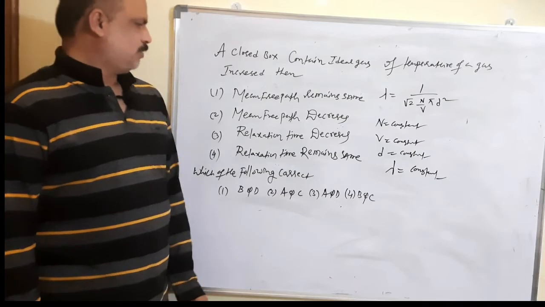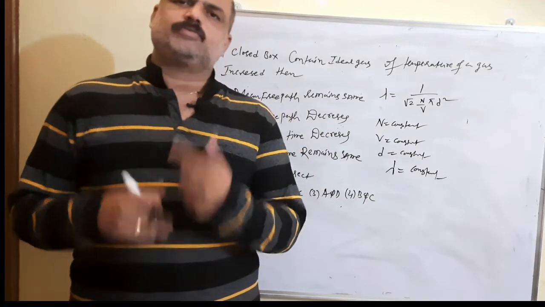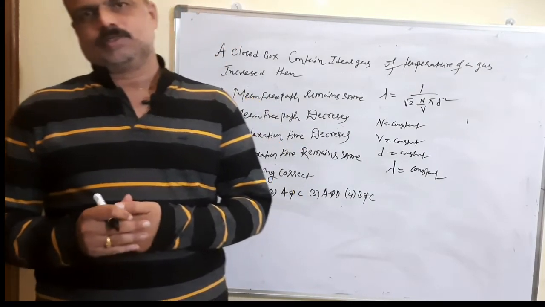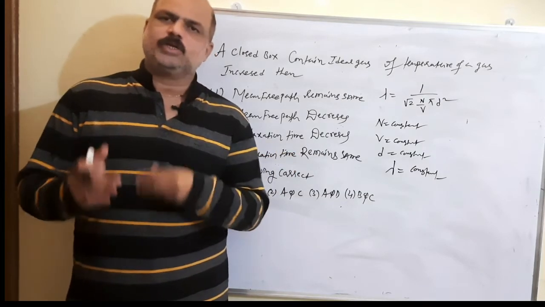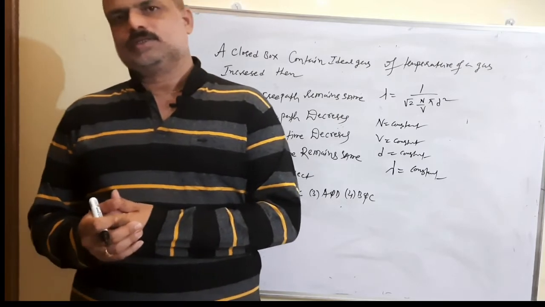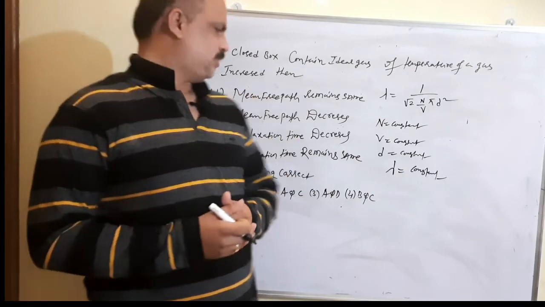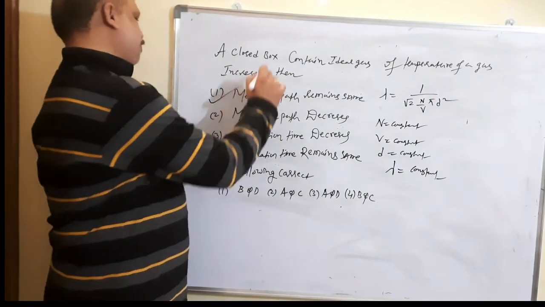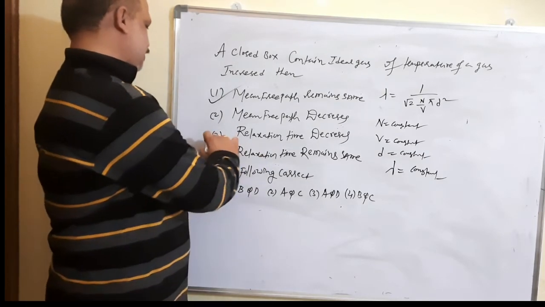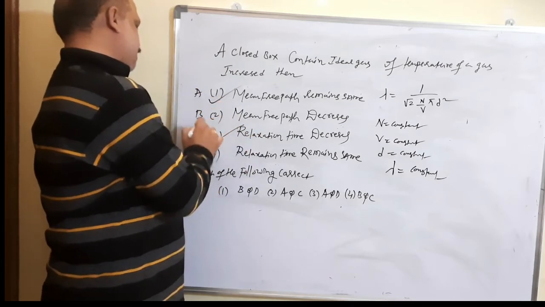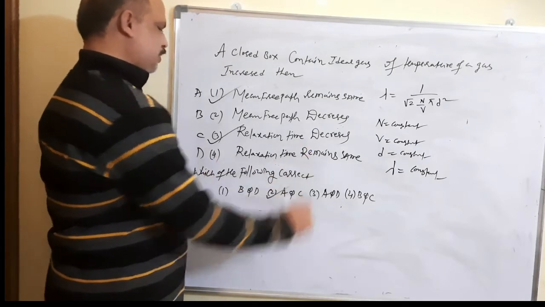And what about relaxation time? Whenever the temperature increases, the speed of the gas molecules increases, so the time interval between any two collisions decreases. So that means relaxation time decreases. So mean free path remains same and relaxation time decreases. That means, in A, B, C, D, which of the following is correct? Our answer is A and C are correct.